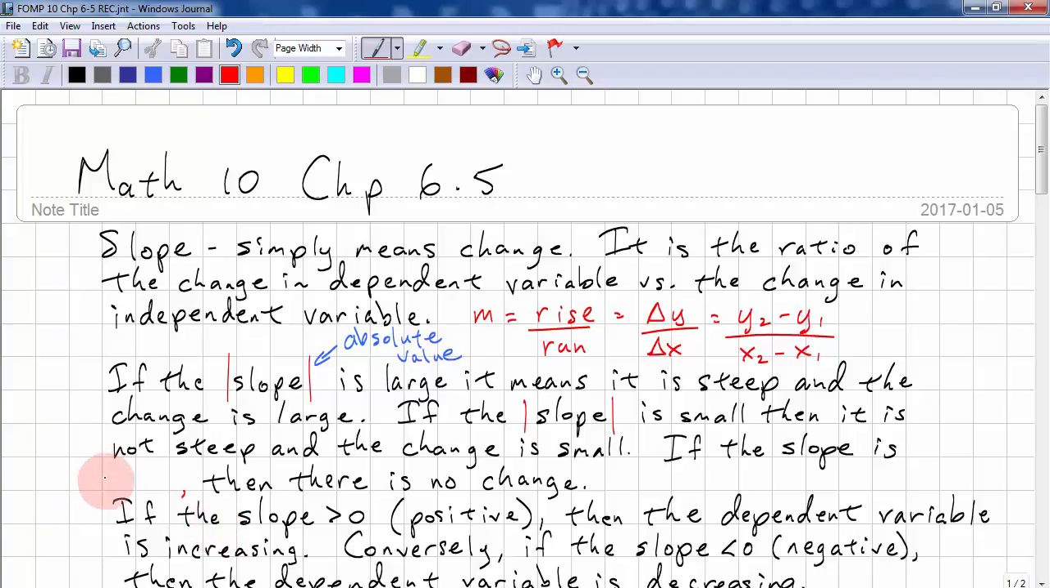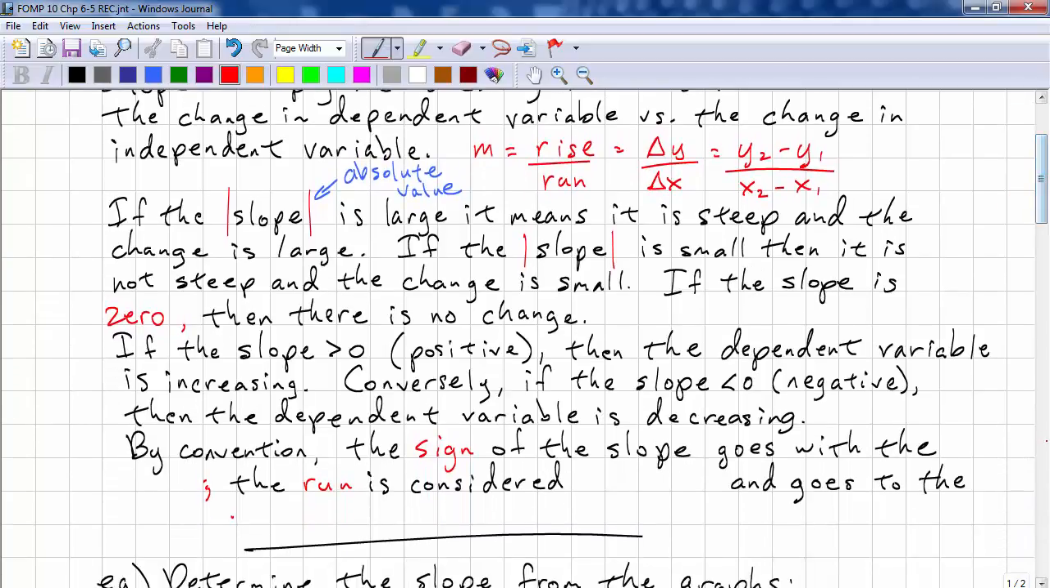And if the slope is 0, then there is no change. If the slope is positive, greater than 0, then the dependent variable is increasing. Conversely, if the slope is negative or less than 0, then the dependent variable is decreasing.